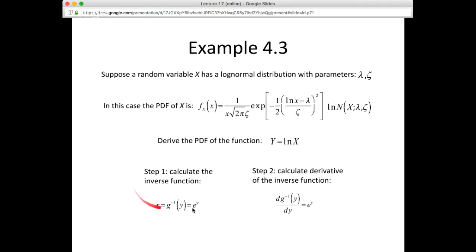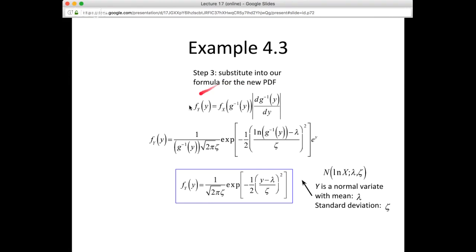All right, so we run through the same set of steps. Step one, we calculate the inverse function. If this is the function g of x, then the inverse function is just solving for x in terms of y, which gives us x equals e to the y, or g inverse of y is equal to e to the y. Then we can calculate the derivative of the inverse function. We just take the derivative of this function here. And of course, the derivative of e to the y with respect to y is just e to the y. So basically, in step 3 we substitute these results into our PDF, or our new formula, I should say.